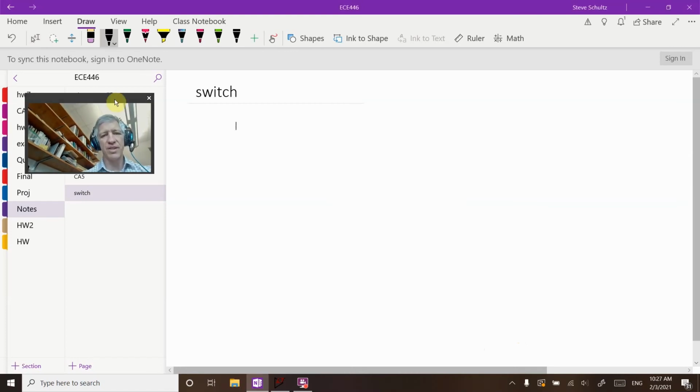So first of all, we start with a voltage source with a resistor. Okay, and so what we're going to do is come over here and add in a switch. And so the switch has a current and a voltage across it.